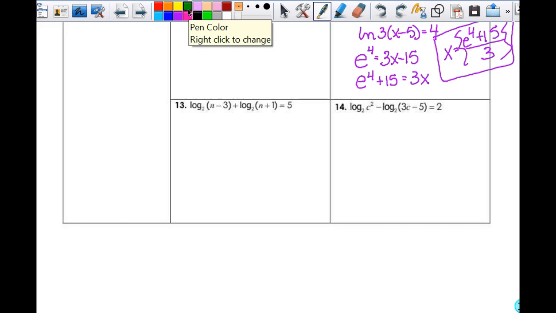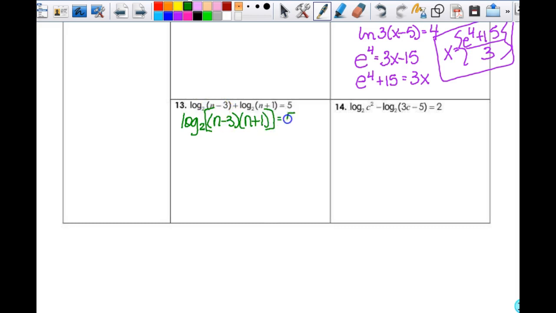All right, I have 2 logs, same base that I'm adding, which means it becomes a single log where I multiply. And I really need brackets around that, because otherwise I don't know if I'm multiplying the n times the n plus 1 before or after I take the log. So then I can write this in exponential form. I have a single log equal to the number. So this would be 2 to the 5th power equals n minus 3 times n plus 1.